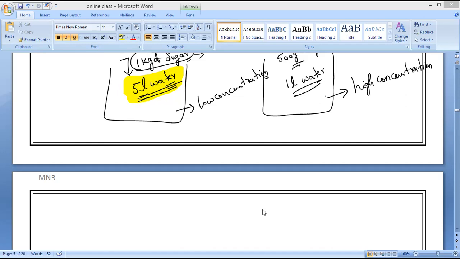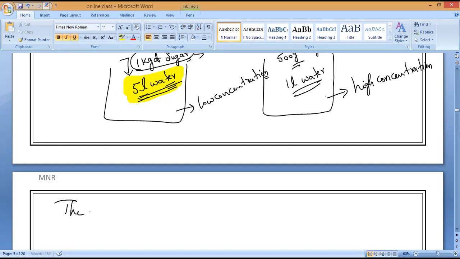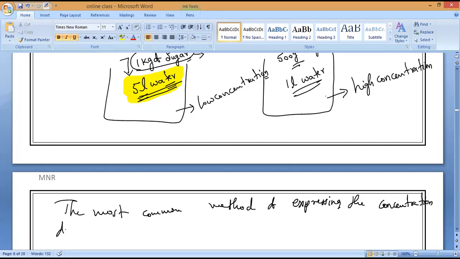Now, all of you should remember that the concentration of a solution can be expressed in different ways, and the most common way of expressing the concentration of a solution is the percentage method. What is the most popular method? The percentage method. The most common method of expressing the concentration of a solution is the percentage method.